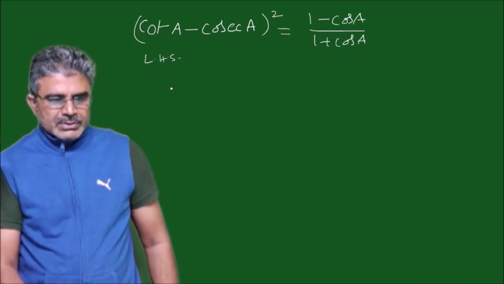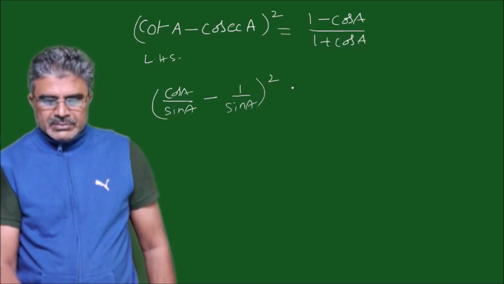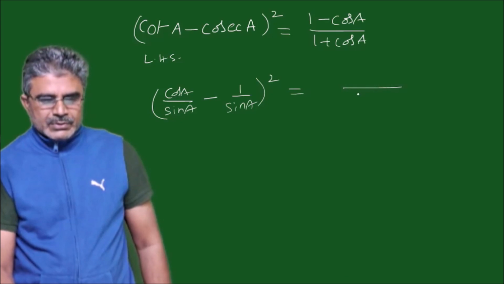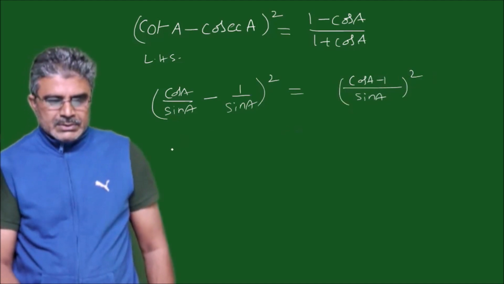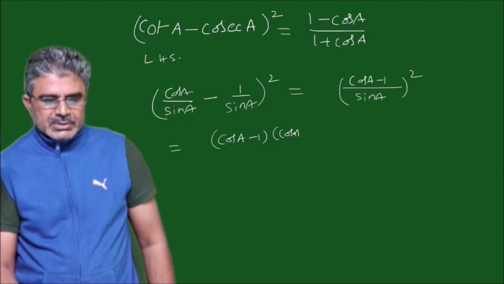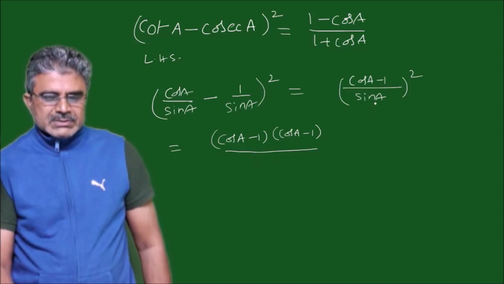So here I want to write cot A as cos A by sin A minus cosecant A as 1 by sin A, whole square. Inside you have LCM sin A, and on top you have (cos A minus 1) whole square. So (cos A minus 1) whole square I can write as (cos A minus 1) into (cos A minus 1), divided by sin square A.